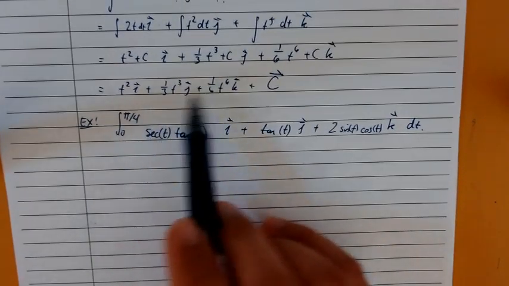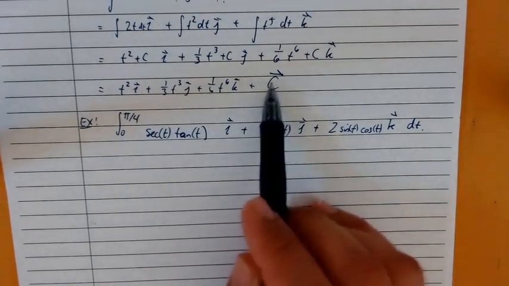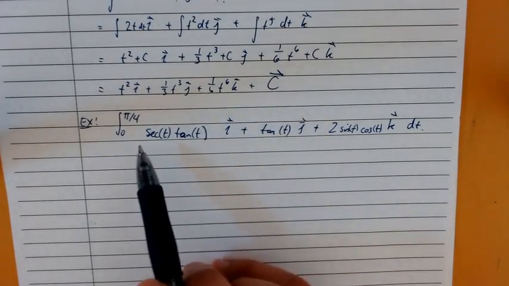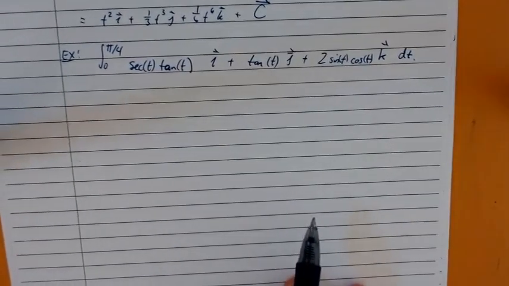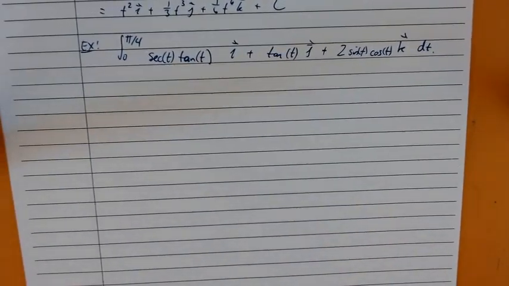Note this is a definite integral, so you will not have a constant of integration. You will simply have a vector with numerical components. All right, so go ahead and give that a try. And once you're done, go ahead and unpause and we'll go through it together.